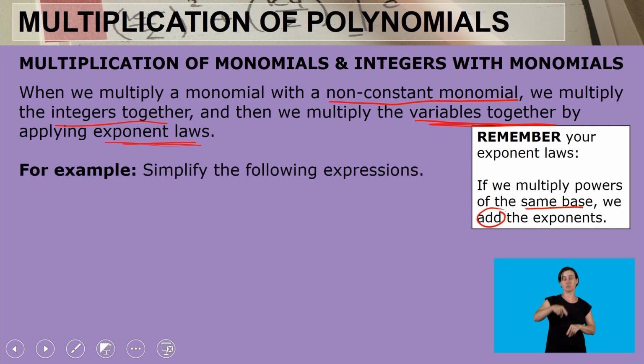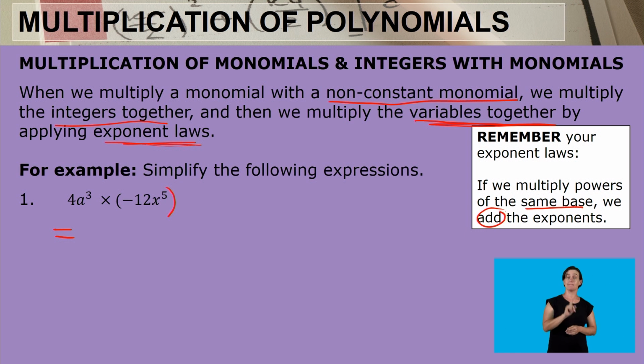Let's look at that. So let's simplify this expression. We have the 4a cubed multiplied by a negative 12x exponent 5, and we are missing a bracket there, but let's multiply those two numbers. So firstly, we need to multiply the integers together. So 4 multiplied by a negative 12, do you know what that answer is? Yes, it is a negative 48. And then we are going to also multiply our variables together. So there we have the a cubed with the x exponent 5.